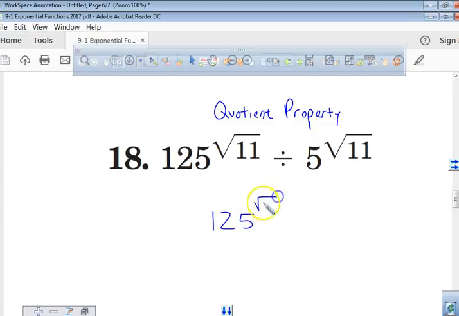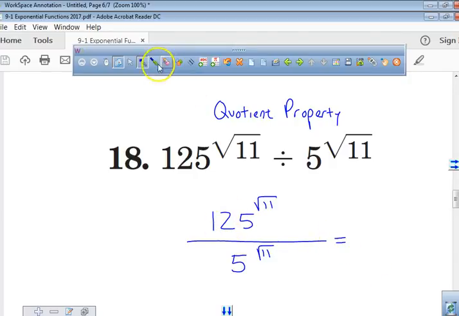125 raised to the power of radical 11. And make sure, when you write this in your journal, you take the time and energy to make it in the exponential area right here. Divided by 5 raised to the power of radical 11. Now, I want you guys to understand that this number right here, 125, is definitely not the same as the number 5.